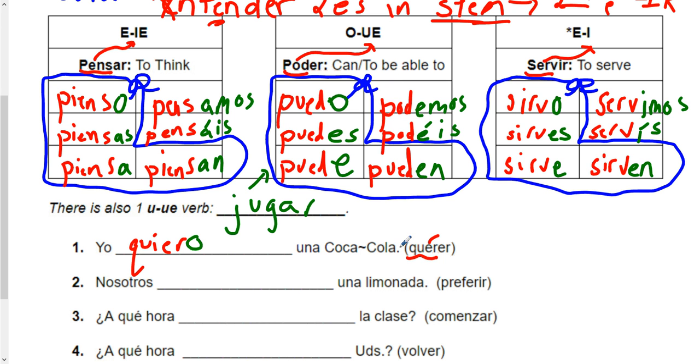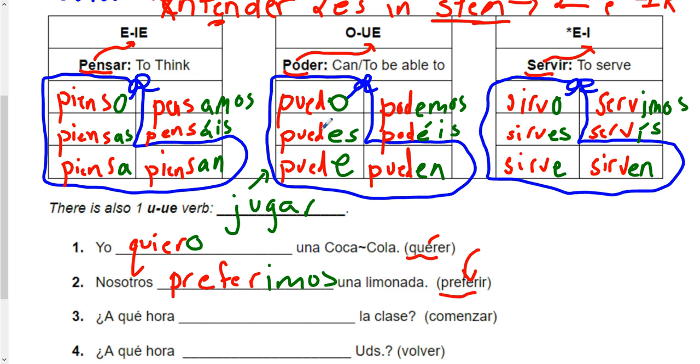All right, nosotros blank una limonada. We prefer a lemonade. Our stem is prefer, but nosotros doesn't stem change anyhow. So we don't have to worry about which E to stem change. It's out here outside of the boot. So we're going to do prefer. Just for the sake of argument, if it was not nosotros or vosotros, it would be this E, the second E that would stem change. Nosotros, IR ending, imos.